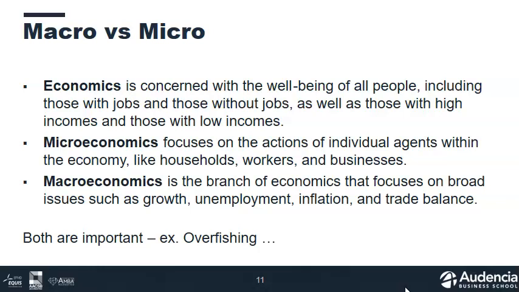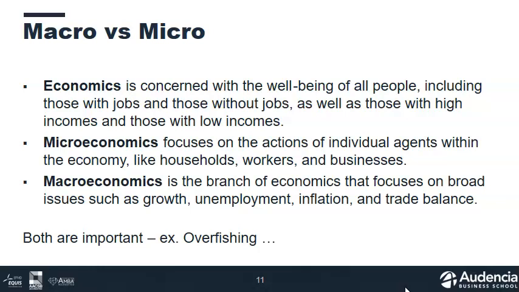Microeconomics focuses on the action of individual agents. So when you're studying how to maximize profit of a company, how to maximize well-being of a consumer, these are microeconomic questions. Macroeconomics focuses on larger issues such as growth, unemployment, inflation, trade. These are not the individual agent questions, but more societal issues of larger economies.